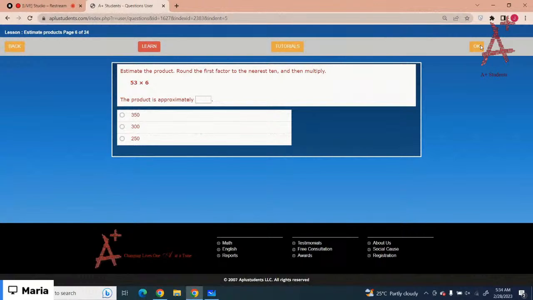53 times 6. 53 is rounded off to 50. Yes, very good. So the correct option here is 300.